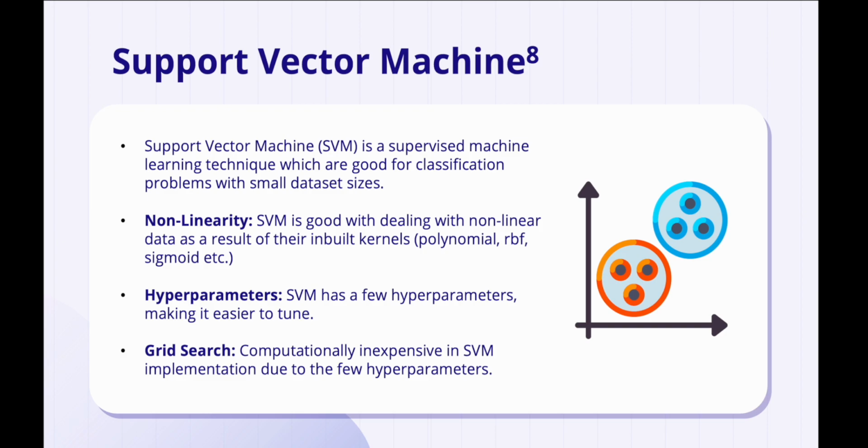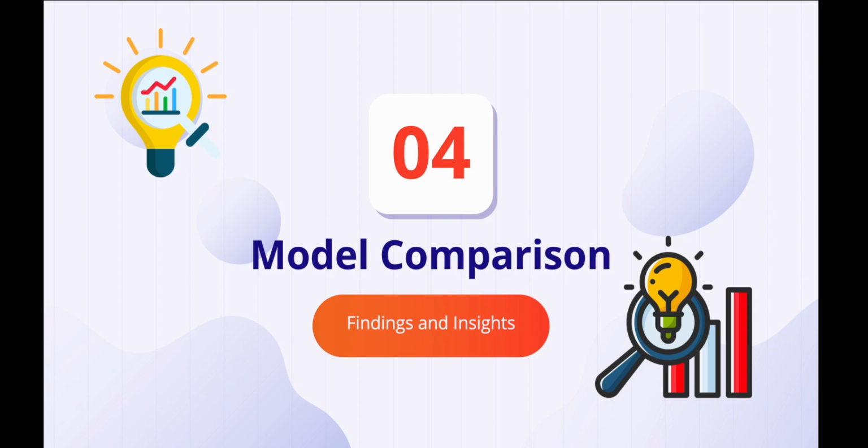Lastly, the greatest advantage SVM had over the other models was the few hyperparameters that it had. This allowed us to do a simple grid search across all the hyperparameters to determine the best settings for the model. Finally, after implementing all the models on our breast cancer dataset, let's take a look at some findings and insights that were derived from the different models.